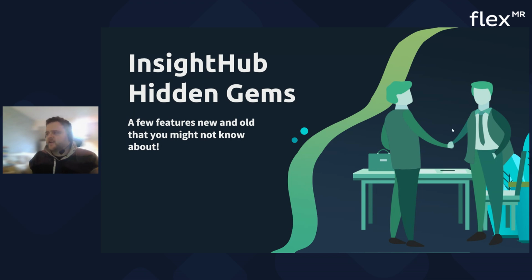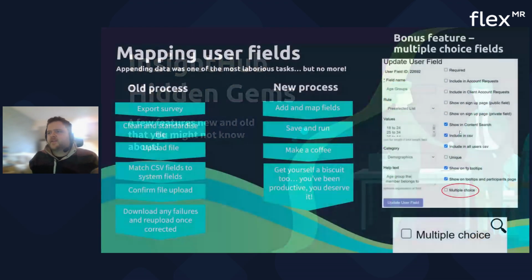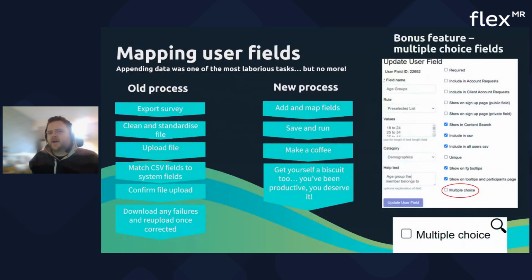First of these that we'll be taking a look at is the ability that we've added recently to map directly from survey questions into our user fields, removing the need to append our data after the survey is finished. The previous process for this, as we can see, is fairly laborious, whereas the new process in which we can map our user fields directly is a simple case of adding and mapping our fields, saving and running these, and the process from then can be automated.